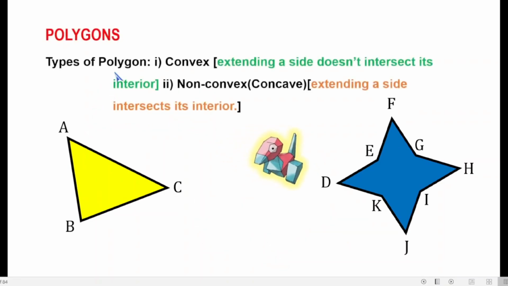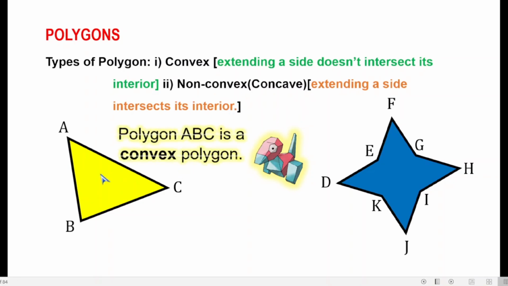So there are types of polygon. We have convex, where if you extend the sides, the extension will never intersect the interior, and otherwise it's non-convex, or we also name it concave. So when you extend a side, it intersects its interior. Right here, this is convex, because no matter which side you extend, the extension does not intersect the interior.